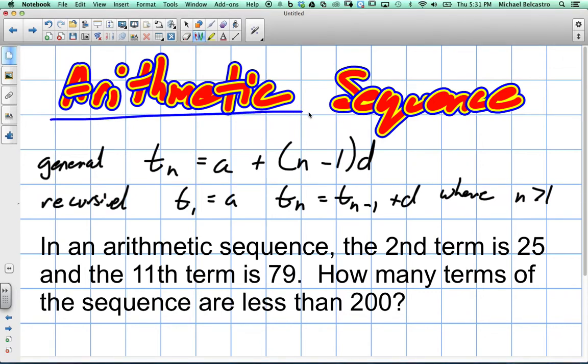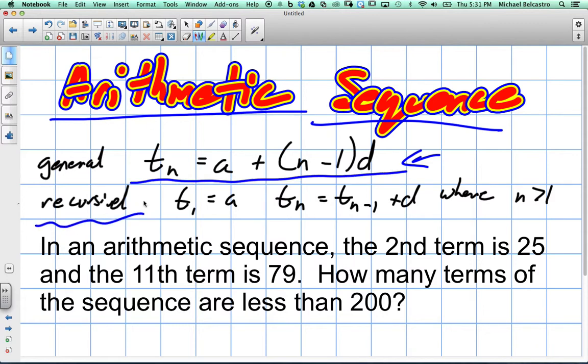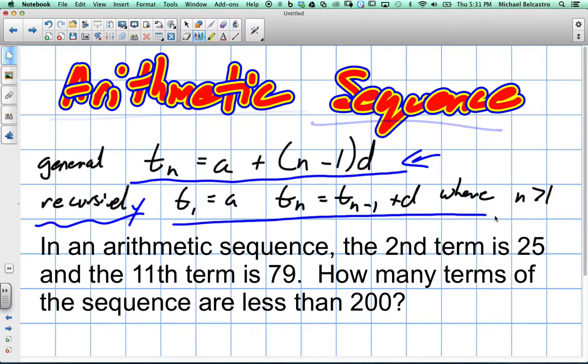Okay, we're going to go over arithmetic sequences. Here's the general formula for arithmetic sequences, and if we're using them recursively, these are some of the formulas we use. Let's read what we have, because this is a difficult question, okay?